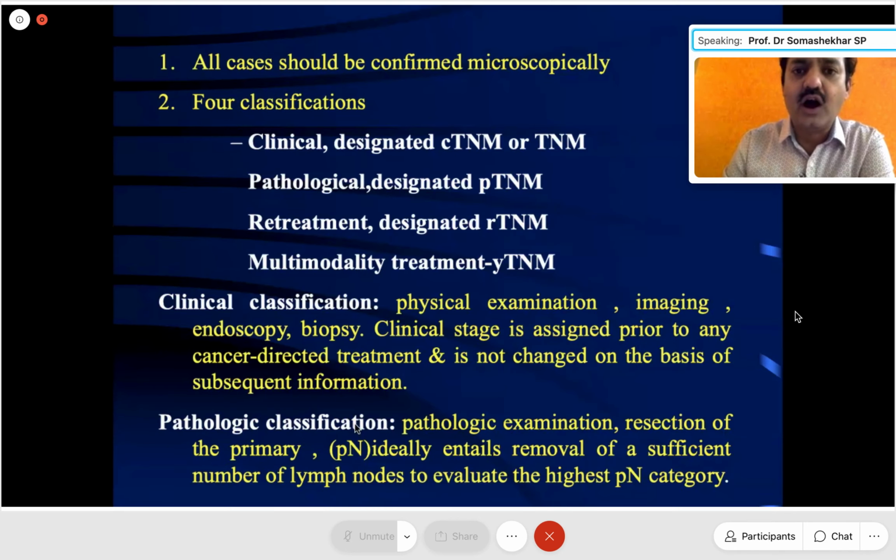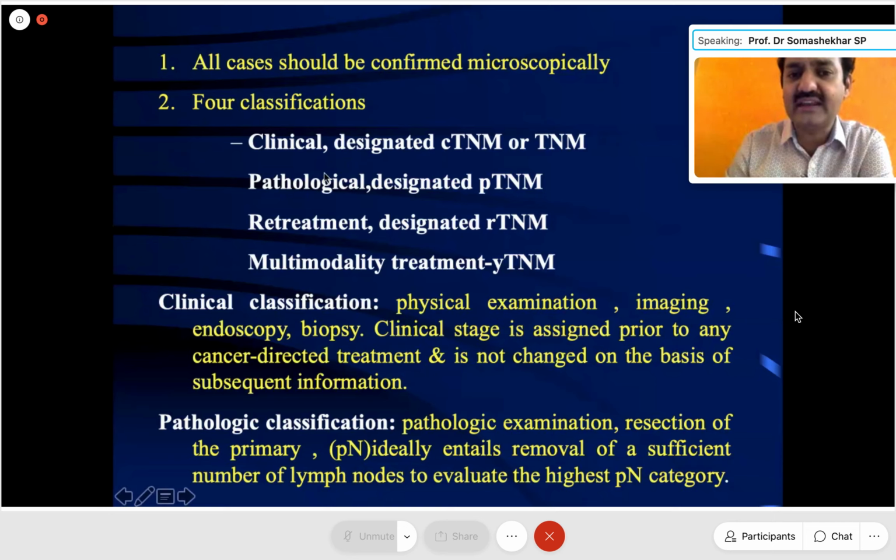Okay. In all cases, when you put the final pathological TNM, it should be confirmed by microscopic examination. And I told you the exceptions: RCC, pancreatic tumor, and hepatocellular carcinoma where alpha fetoprotein is 10 to 15 times high. These are the places where you can go ahead and operate.